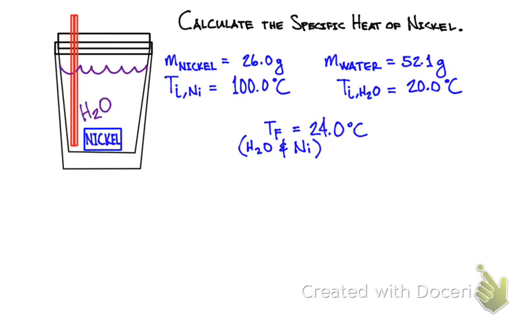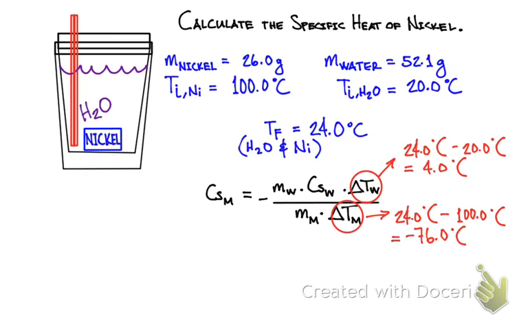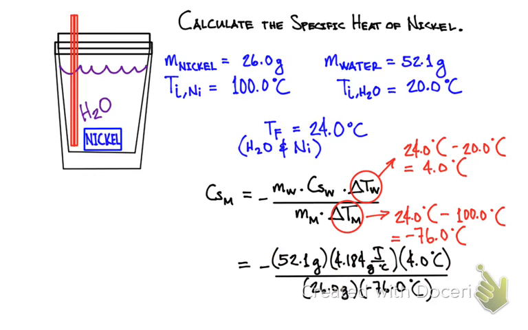Calculate the specific heat of the metal. We can use this equation to find the specific heat. The change in temperature of the water is 4 degrees Celsius and negative 76 degrees Celsius for the metal. We know the mass of the water and the metal, as well as the specific heat of water, which is 4.184. Plug everything into the equation, and we get 0.44 joules per gram degree Celsius.